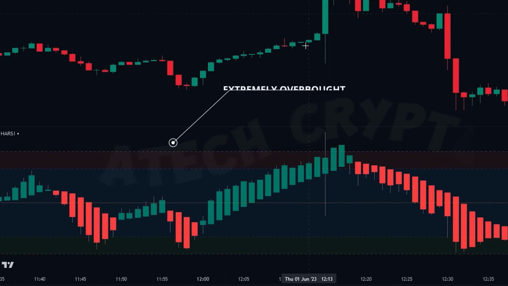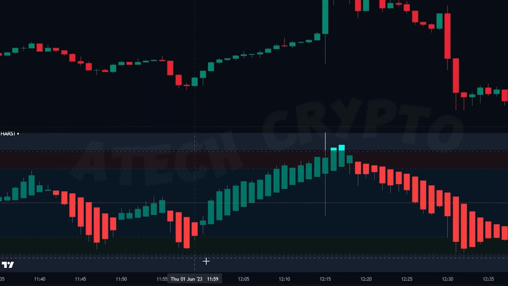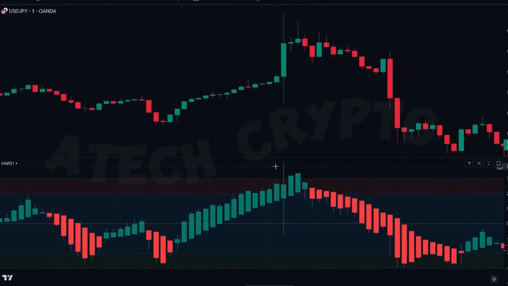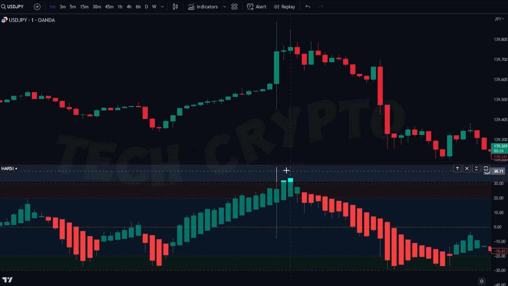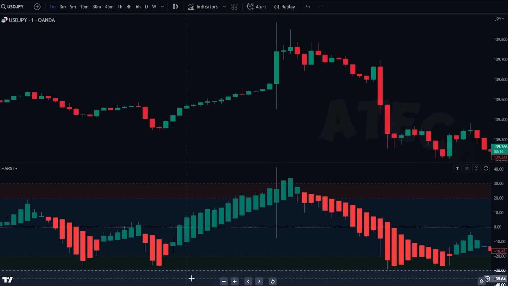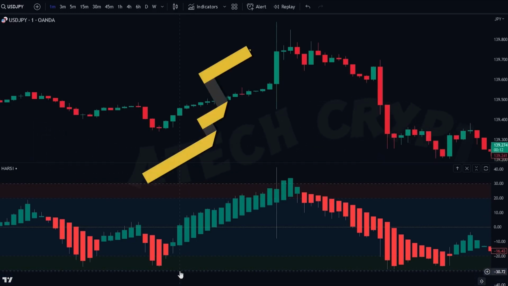There are also extreme overbought and extreme oversold levels. These are zones that indicate a stronger signal than the regular overbought and oversold zones. The extreme overbought level has a value of 30. Whenever the Heikin Ashi candlesticks reach this level, it indicates that there is a high chance of the price making a bearish reversal. Conversely, the extreme oversold zone is at the -30 level, and if the Heikin Ashi candlesticks reach this zone, it indicates that there is a high chance of a bullish reversal occurring.